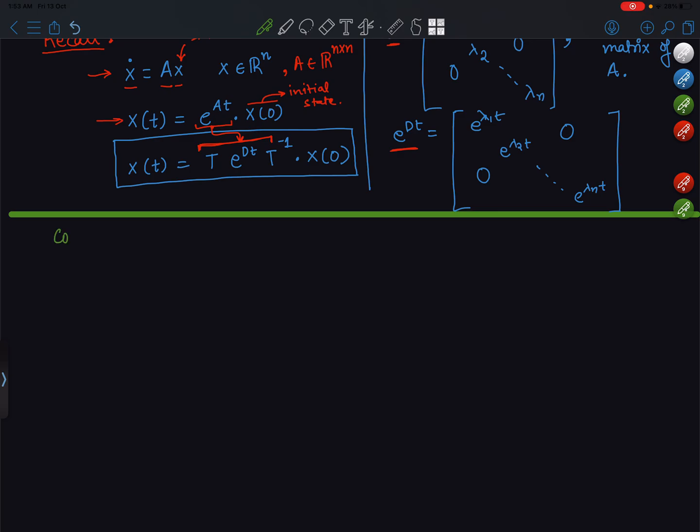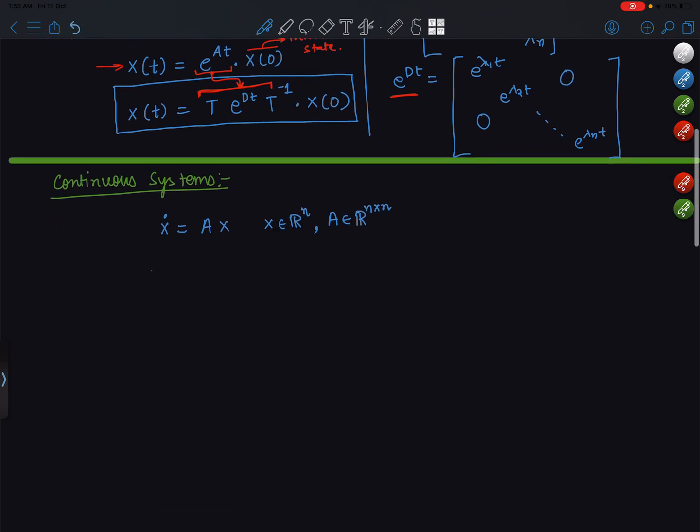A continuous system can be represented by the dynamic equation x dot is equal to Ax, where x is an n cross 1 vector and A is an n cross n matrix. Now for looking at its stability, let's look at its solution, which we have already seen: T e to the power Dt T inverse and x naught.